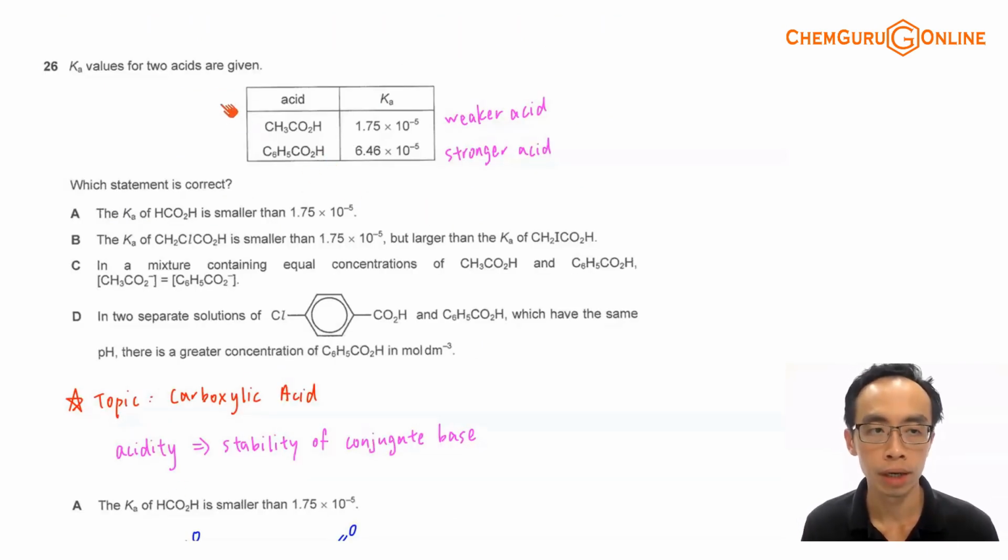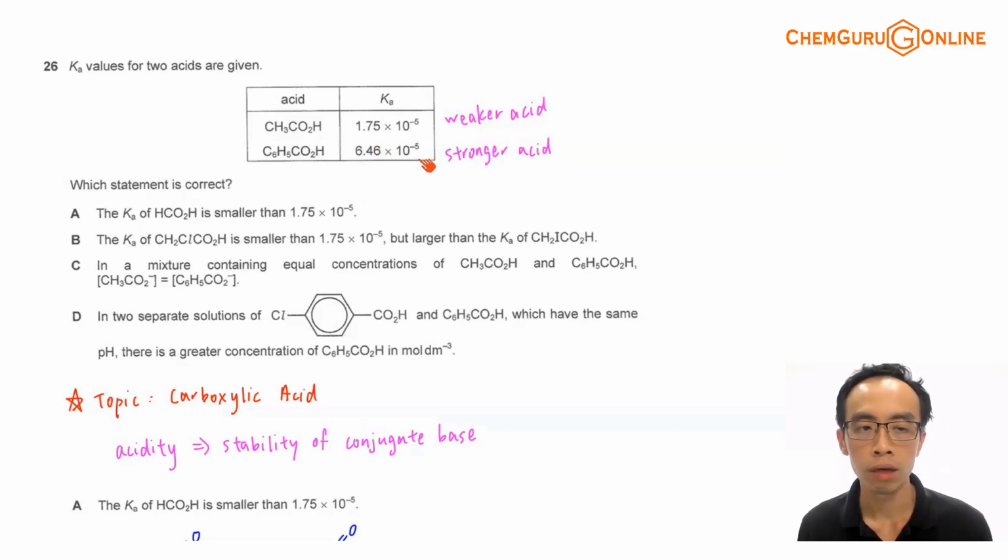Now question 26, the Ka values for 2 acids are given. We have ethanoic acid, Ka value is 1.75 times 10 to the power of minus 5. This is benzoic acid, Ka value is 6.46 times 10 to the power of minus 5. If I compare the Ka value, our benzoic acid is a stronger acid because it has a bigger Ka value. So we have 4 options. We want to decide which is the correct statement, and we will go through each one of them part by part.